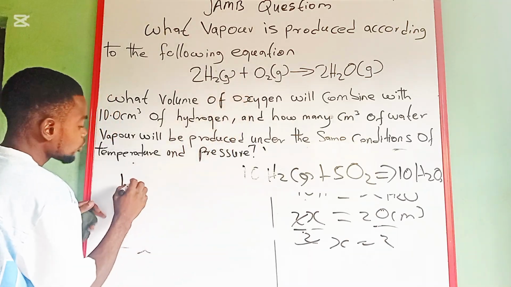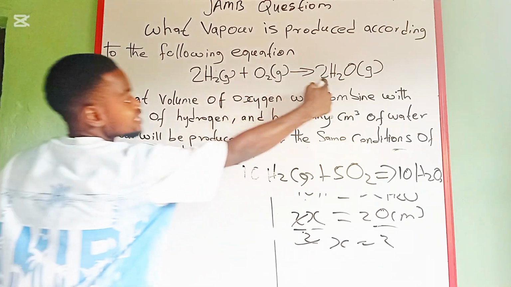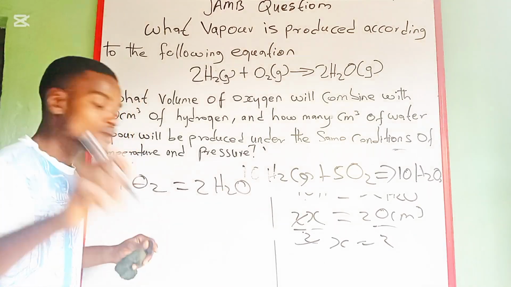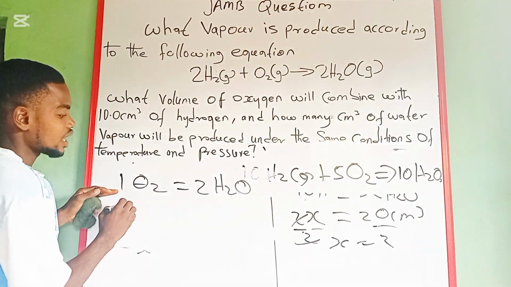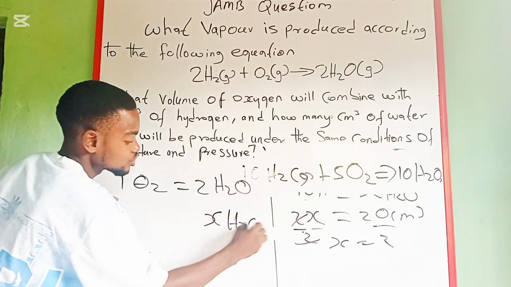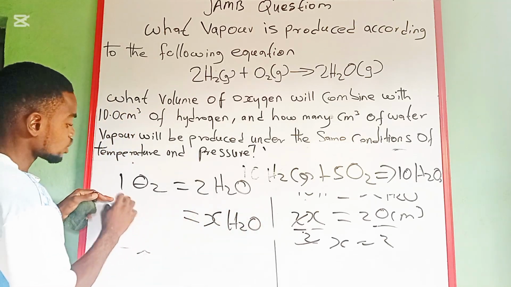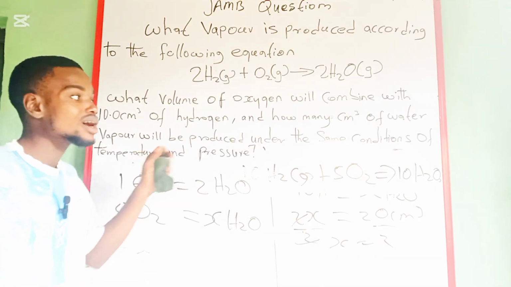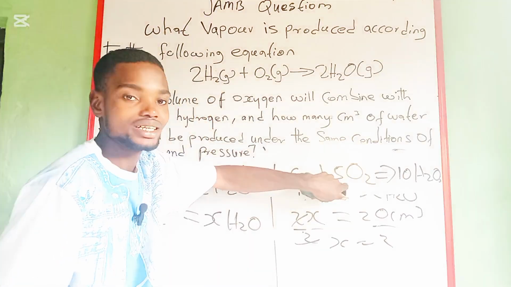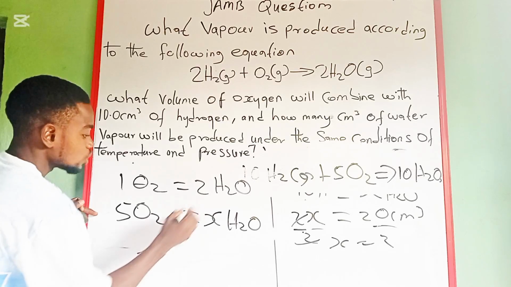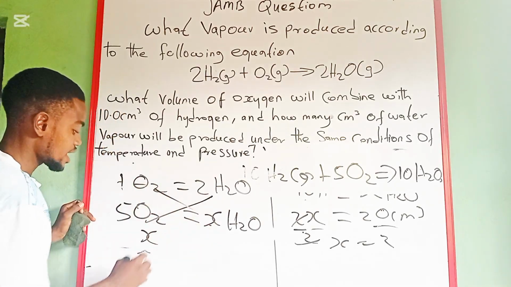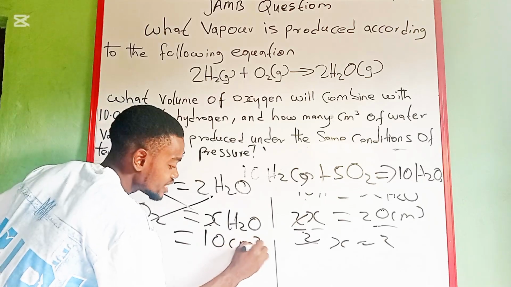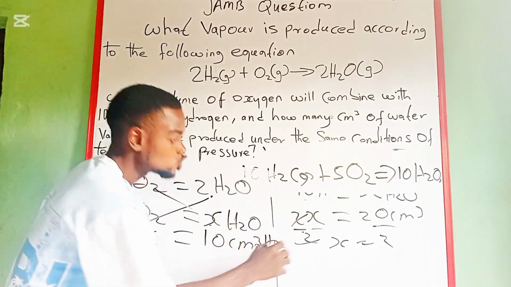Now we have 1 volume of oxygen producing 2 water vapor. Now we are looking for the water vapor that is going to be produced when we use 5 volumes of oxygen. That 5 volumes of oxygen is the one that we calculated. Remember, we calculated it first. So now we cross multiply. x multiplied by 1 is just x. And then 5 multiplied by 2 is going to give us 10. So 10 cm cube of water vapor is going to be produced, just like this.